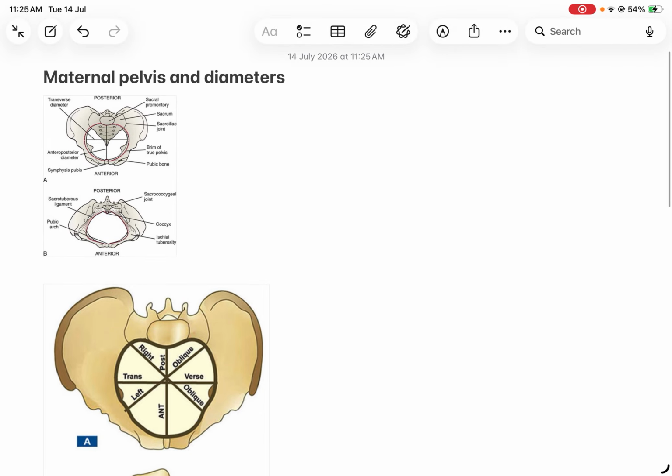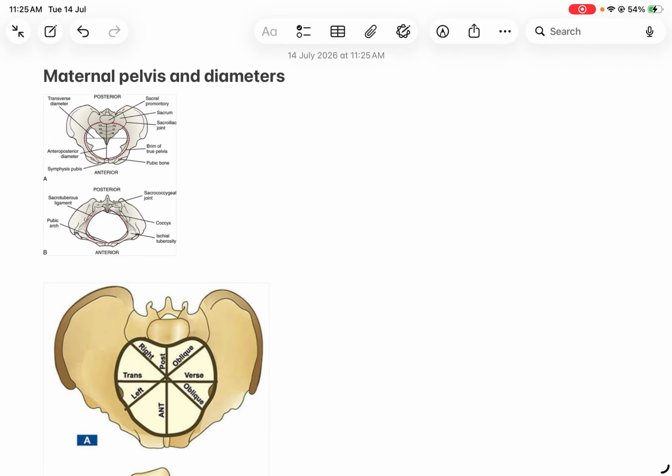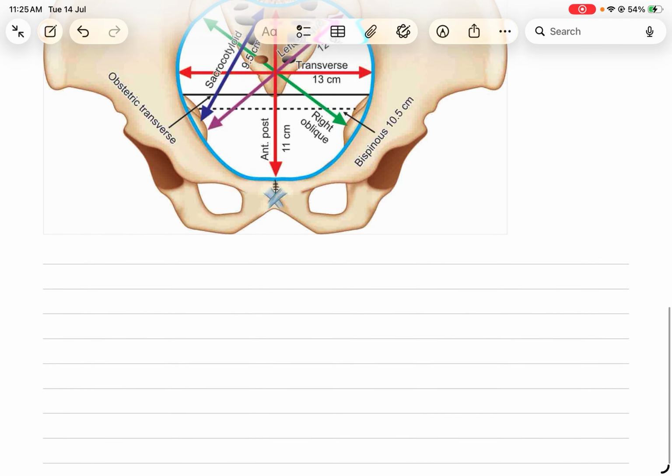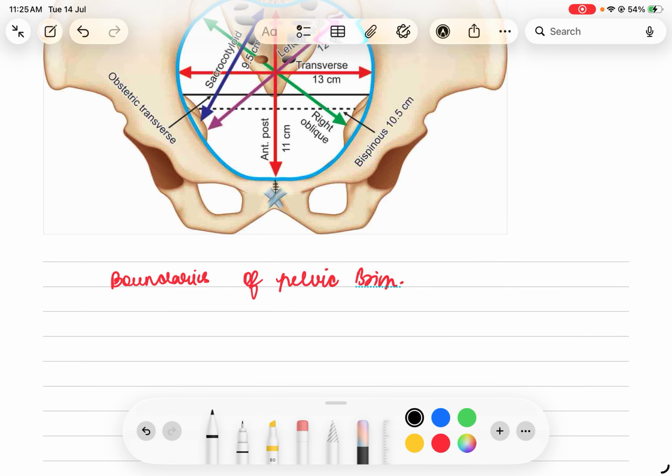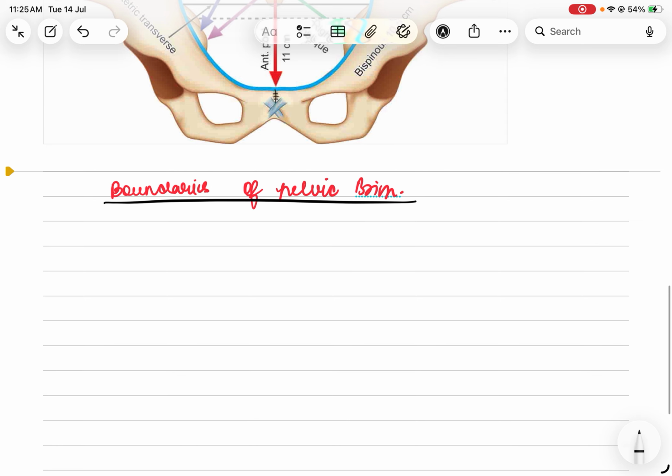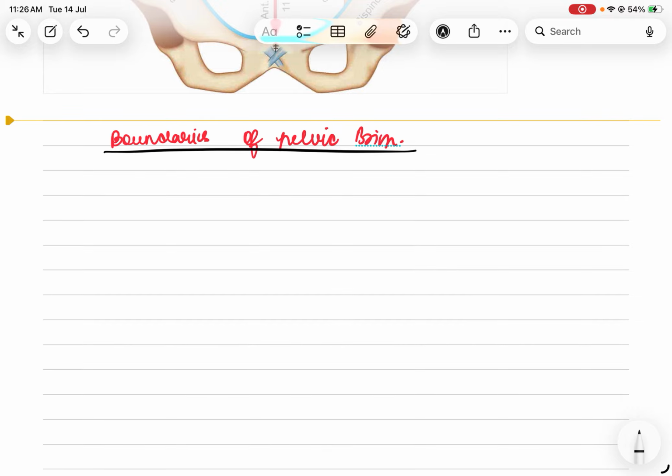Now we are going to start with maternal pelvis and the diameters. Now the first thing is pelvic brim. The boundaries of pelvic brim are, let's write boundaries of pelvic brim. I am writing because I expect you all to write with me. That will lead to greater retention because you are listening and writing at the same time.